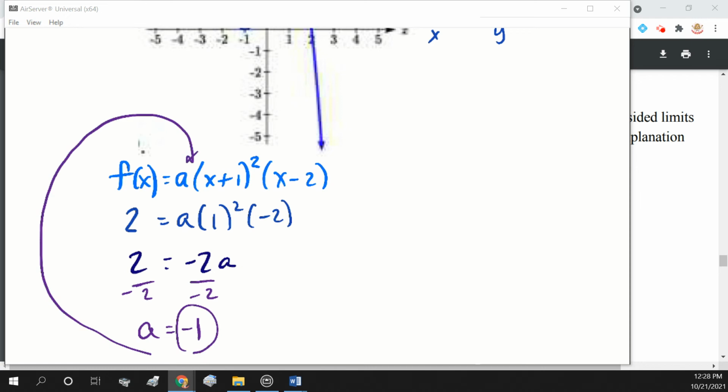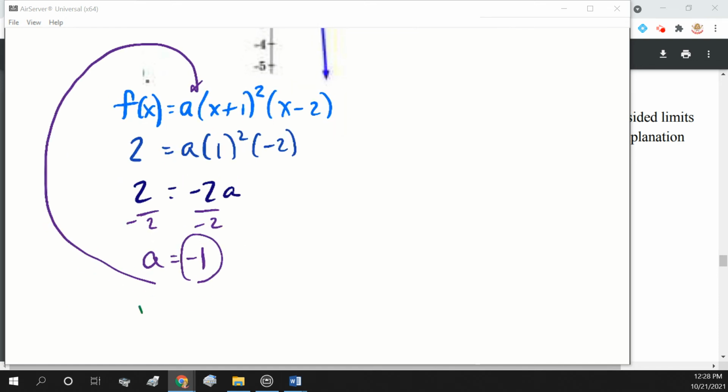Now today, we're going to leave our answers in factored form. I don't need to know that you can multiply all this out. It's okay. So we can put a negative 1 there, or just a negative there.